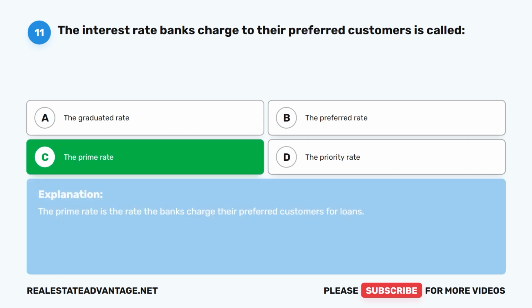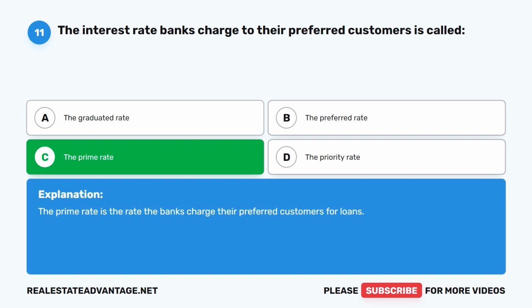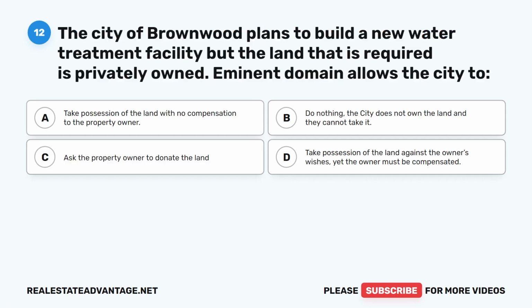The prime rate. The prime rate is the rate the banks charge their preferred customers for loans.